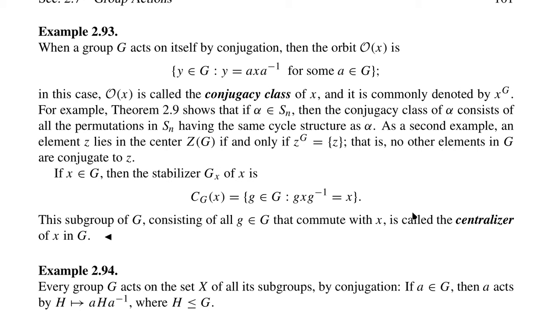Then they relate this to the centralizer. The centralizer is of course something that we've seen. This is all the elements of the group that commute with all of the elements. So an element Z lies in the center of the group if and only if the conjugacy class of that element is equal to the singleton Z. Right? So there are no other elements in G that are conjugate to Z. And yeah, that makes sense.